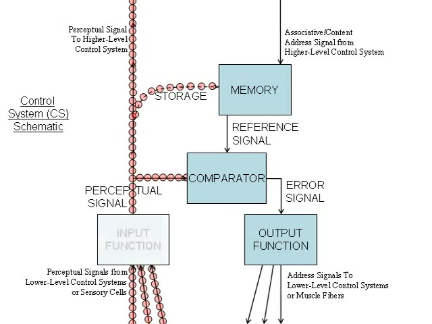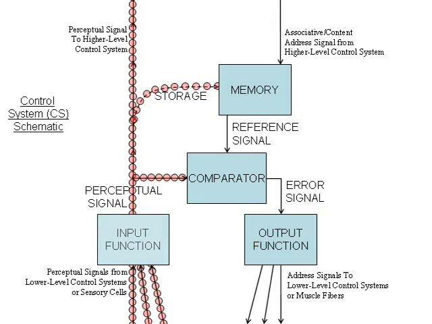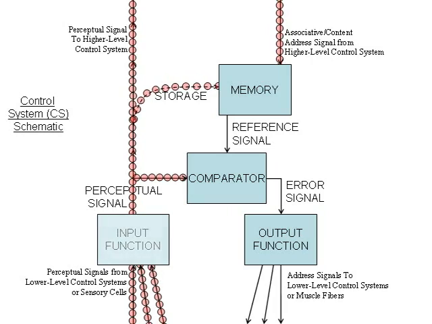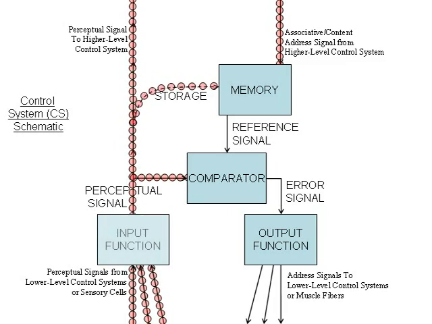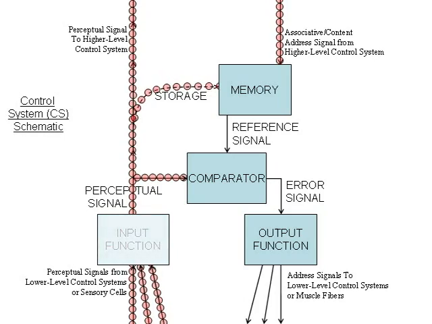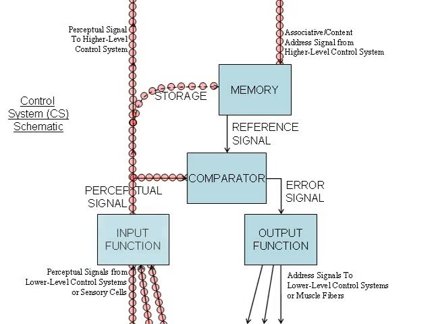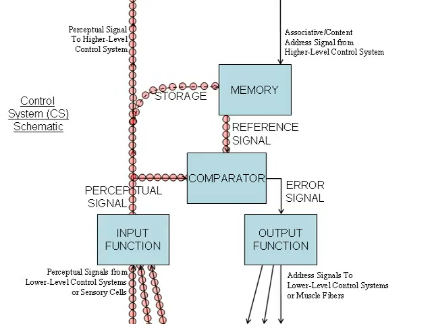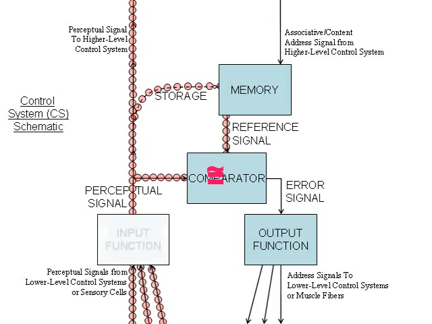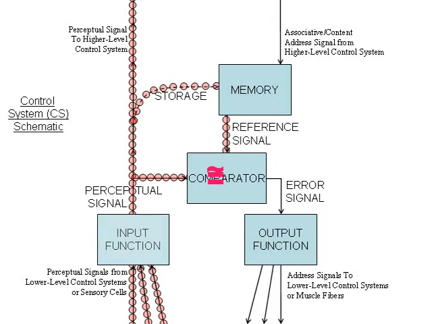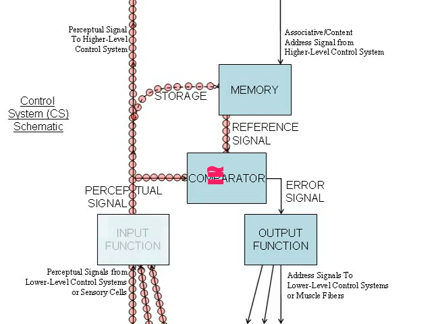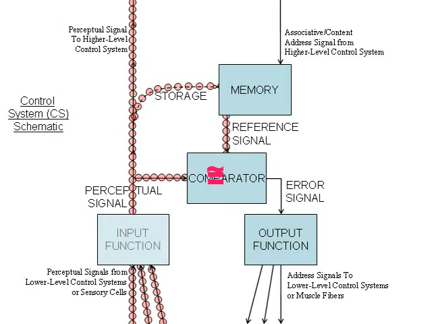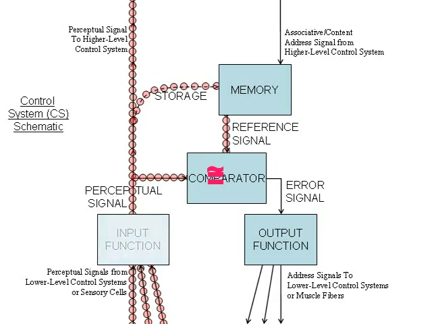So here's a typical CS in its resting state. Perceptual signals come in constantly and are processed and passed on. But when a higher level CS addresses the CS's memory, it springs into action. Selecting from stored perception the one whose address most closely matches the address signal, memory sends a reference signal to the comparator. If the comparator determines that the perceptual signal from the input function sufficiently approximates the reference signal, it does nothing. In other words, its surroundings appear to this particular CS to be okay, so no action is necessary on its part.